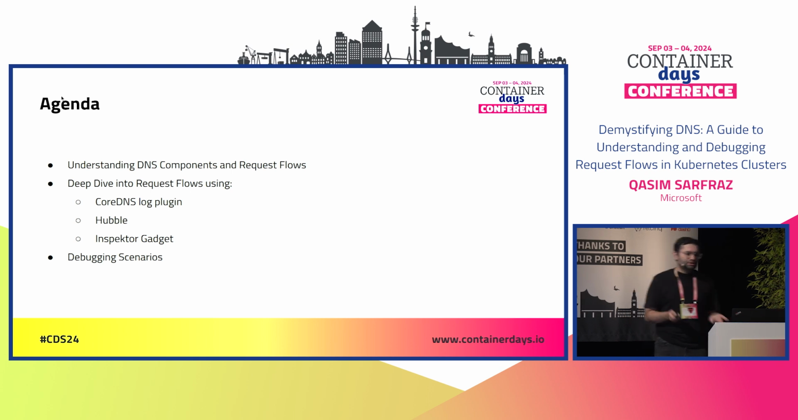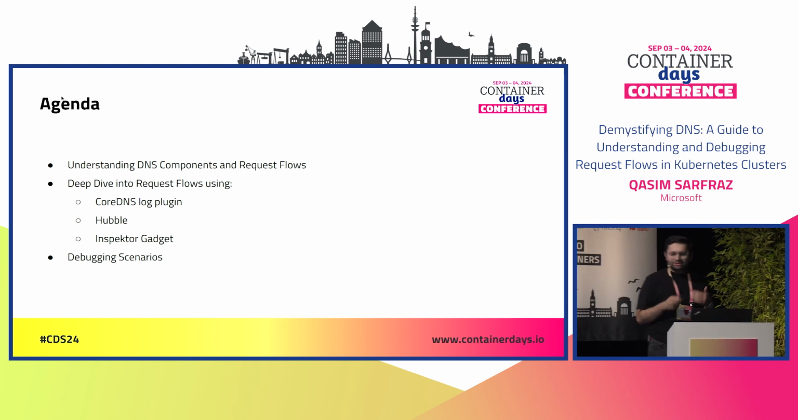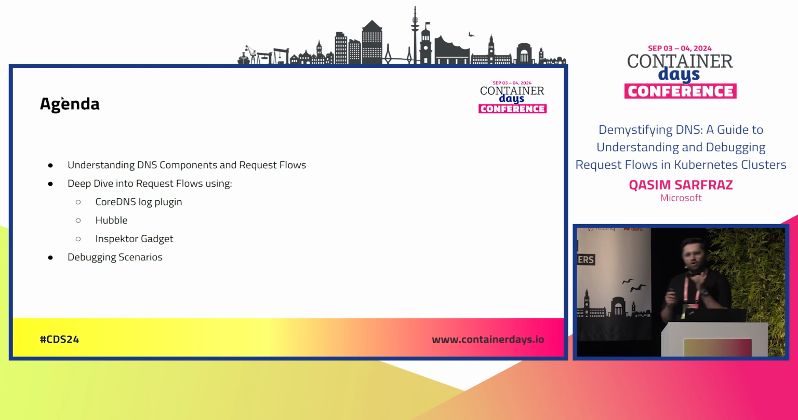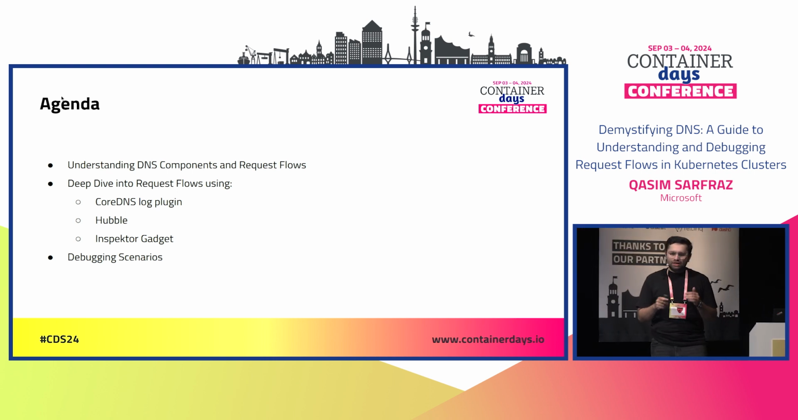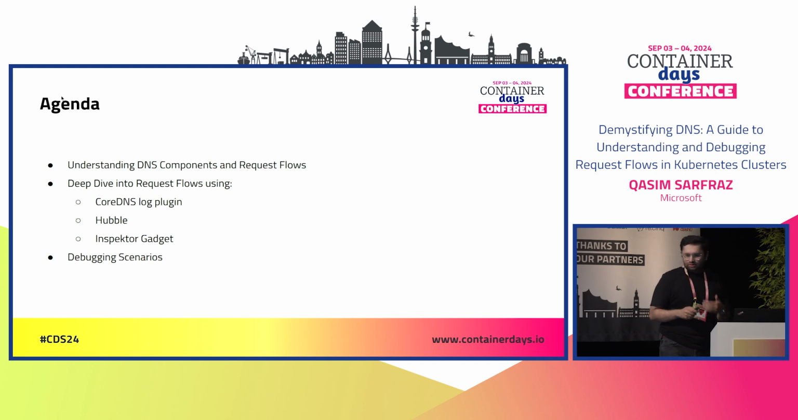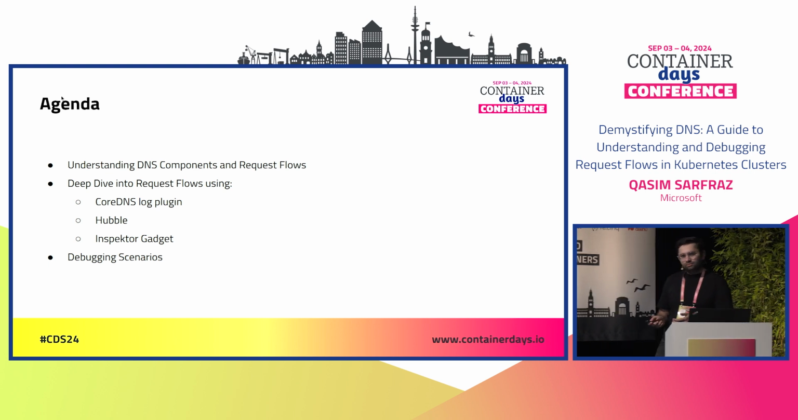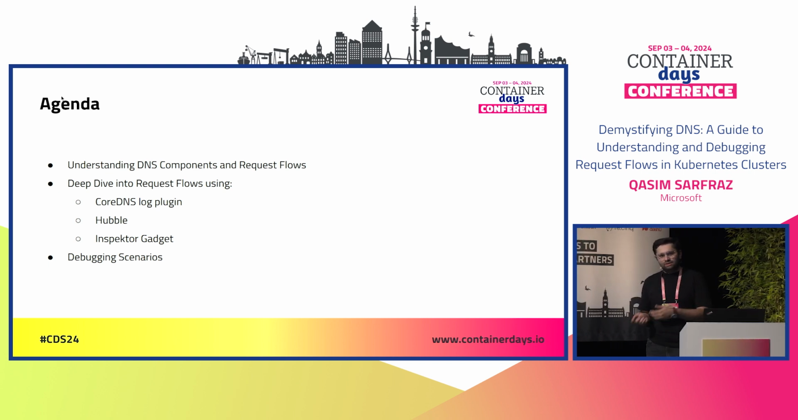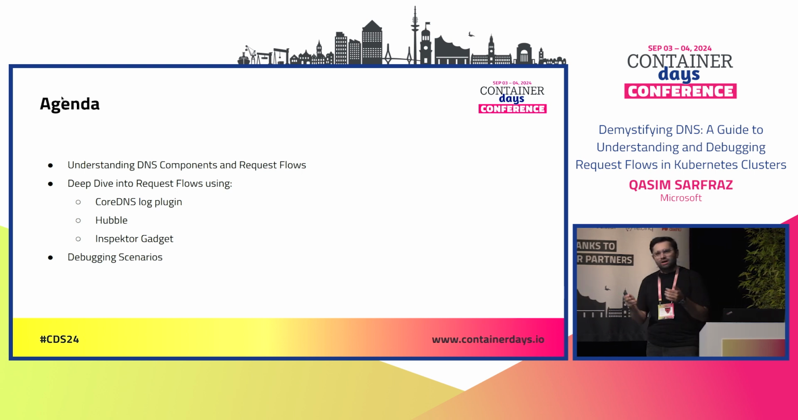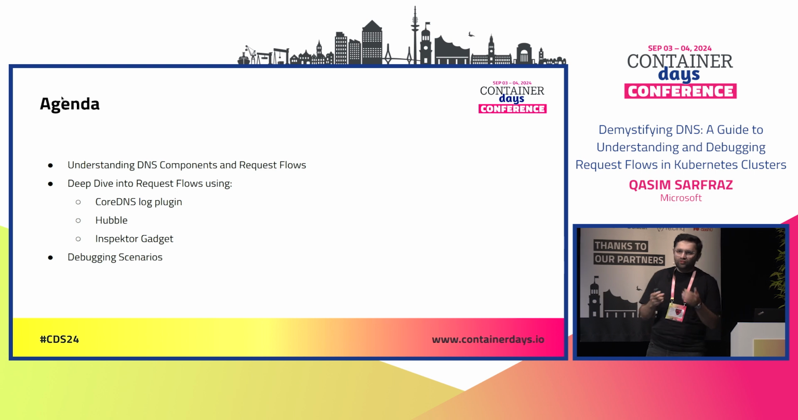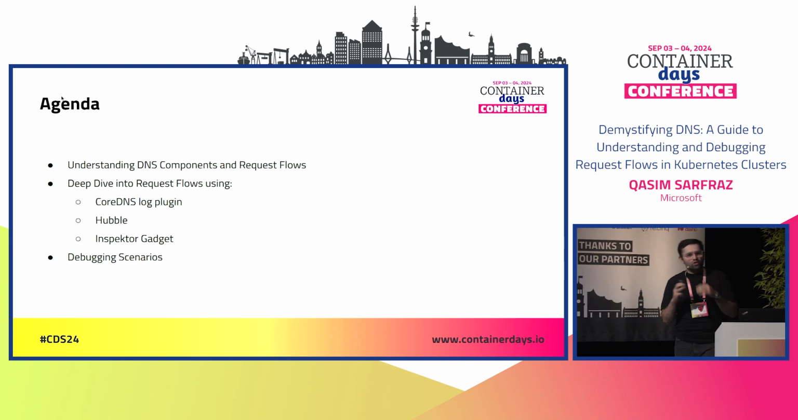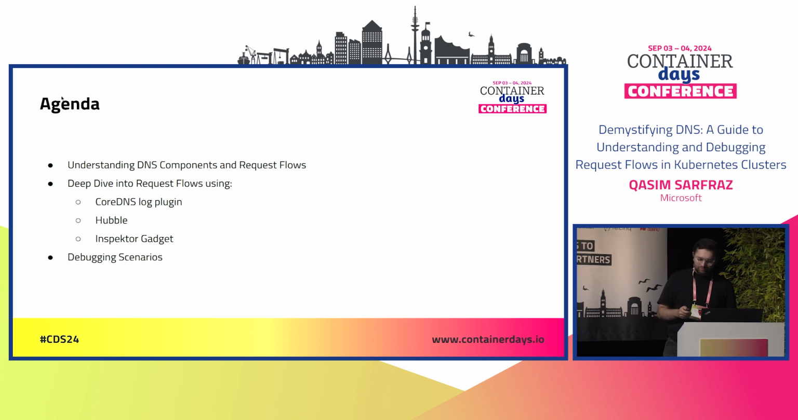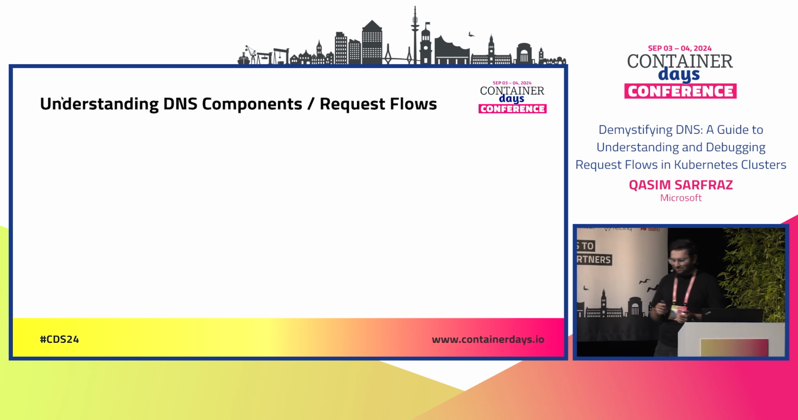In terms of the agenda for today's presentation, we'll start by understanding DNS components and request flows. We'll then deep dive into different tools that include the CoreDNS log plugin, Hubble, and Inspektor Gadget, and then we'll use all the knowledge we have gained to actually debug a couple of scenarios. Hopefully, at the end of this presentation, you'll have an idea how to debug DNS issues in a Kubernetes cluster.